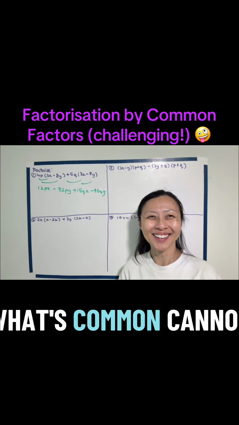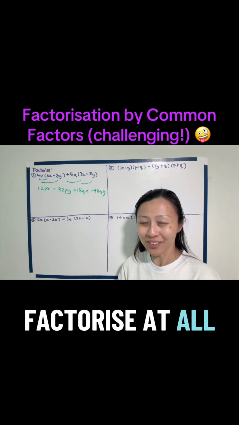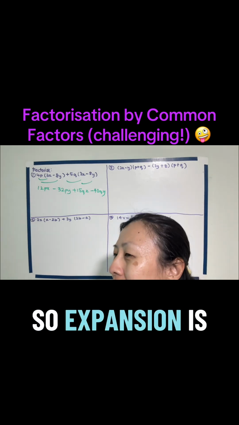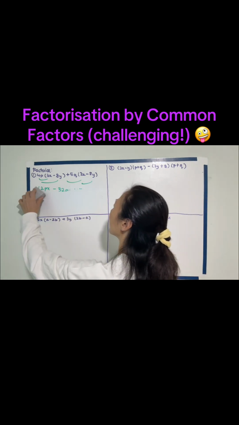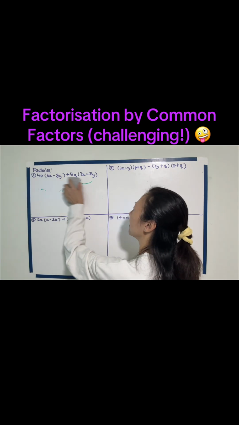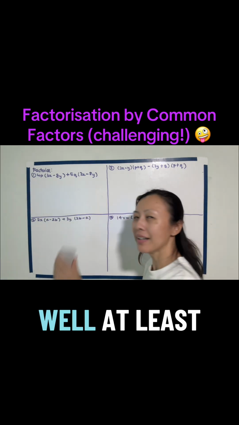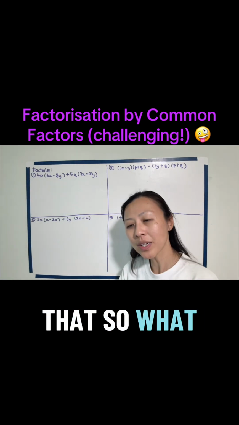what's common cannot factorize at all. So expansion is not the way. Well, at least for questions like that. So what do we do?